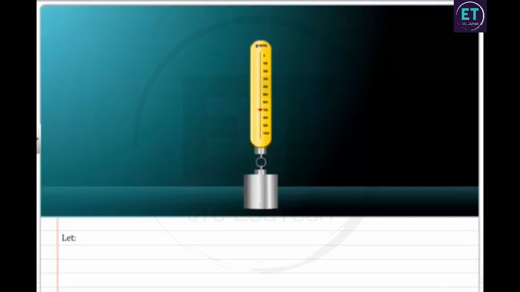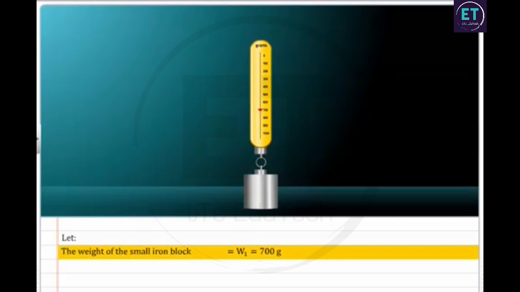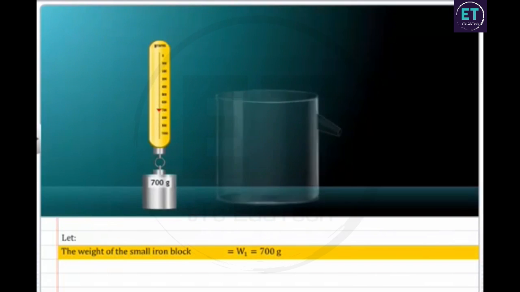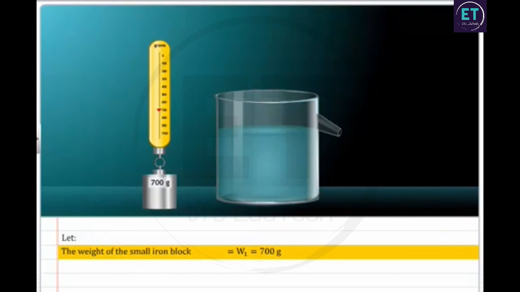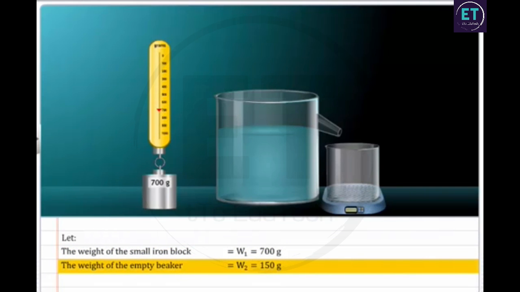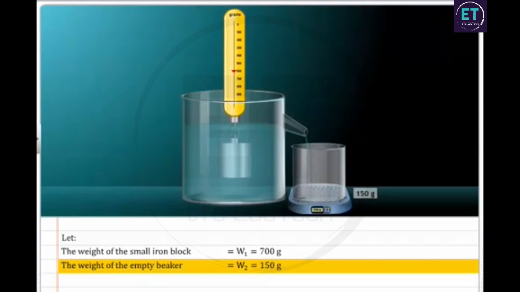From a spring balance, suspend a small block of iron weighing W1, say 700 grams. Take an overflow jar and fill it with water until it is on the verge of overflowing. Under the spout of the overflow jar, place an empty beaker that weighs W2, say 150 grams. Gently lower the iron block suspended from the spring balance into the overflow jar, till the block is completely immersed in water. The water overflows into the empty beaker placed under the spout of the overflow jar.